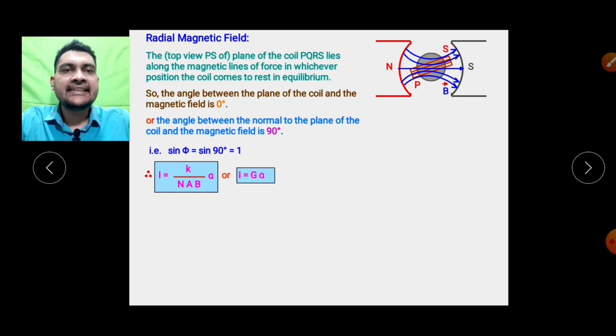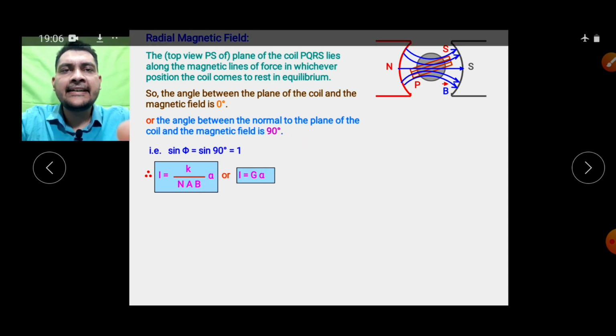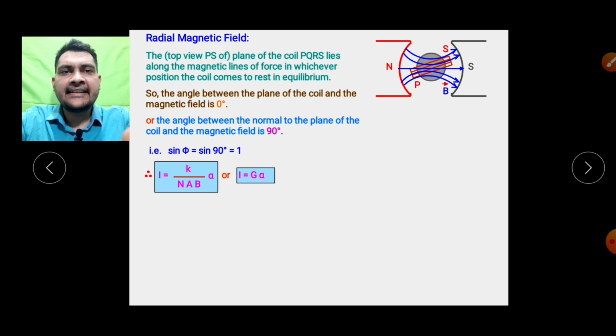So sin phi is sin 90, which is 1. Therefore now current I can be written as K alpha divided by NBA. Actually it was K alpha divided by NBA sin phi. Because of the radial field, phi is 90 degrees, so NBA sin 90 is NBA times 1. So I is equal to K alpha over NBA.